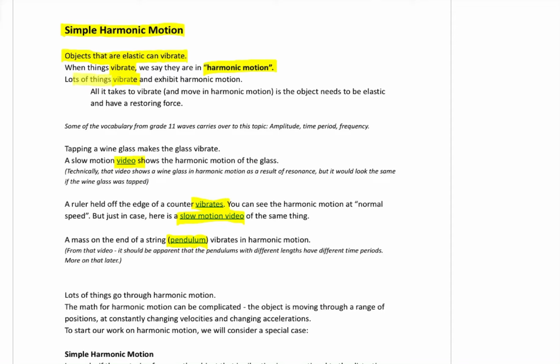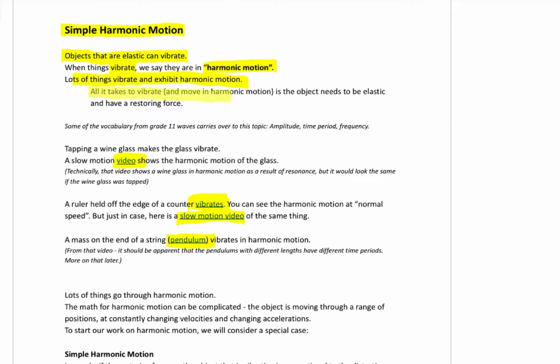There are lots of things that can vibrate. If you watch those video clips, a wine glass can vibrate. A ruler held off the edge of a countertop can vibrate. Technically, putting the mass on the end of a string, or what we would call a pendulum, that's vibrating.